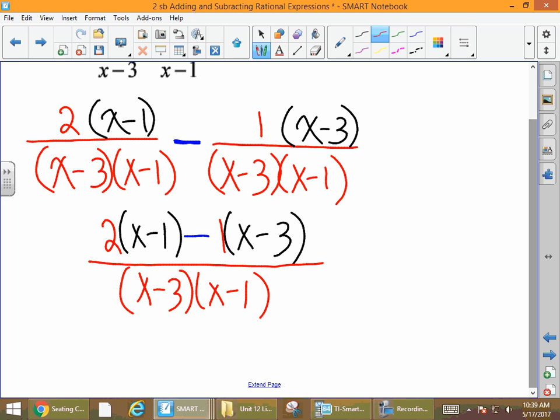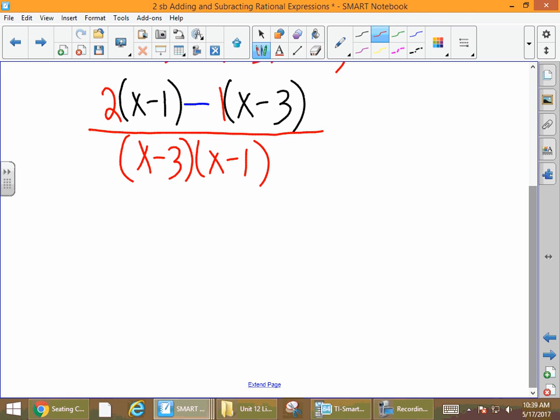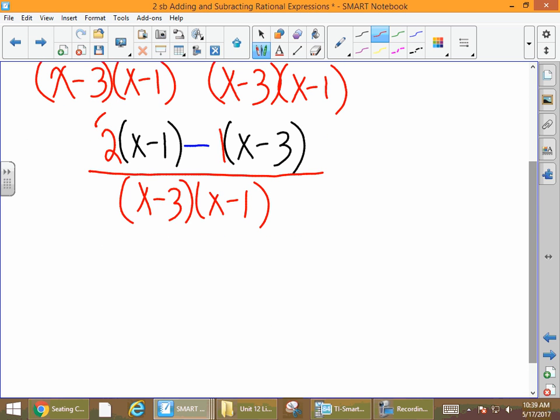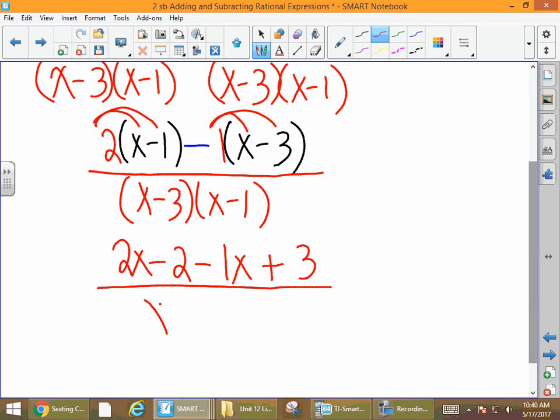But when we write the step, we know better to distribute the minus sign in the middle. So we're going to distribute. And we get 2x minus 2 minus 1x. Negative 1 times negative 3 is positive 3. All divided by x minus 3 times x minus 1.